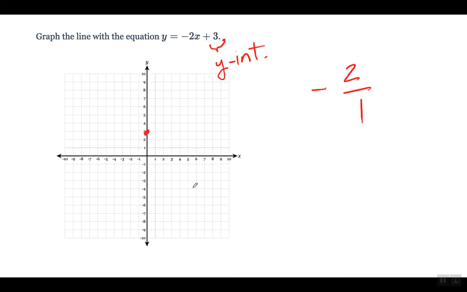It's going down from left to right. So down 2 and to the right 1. Or up 2 and to the left 1.